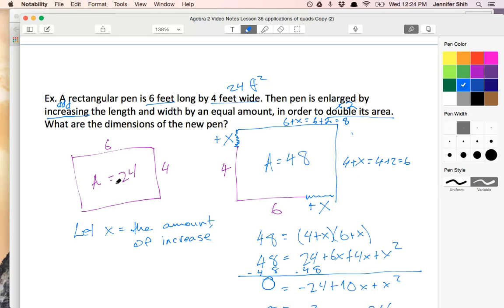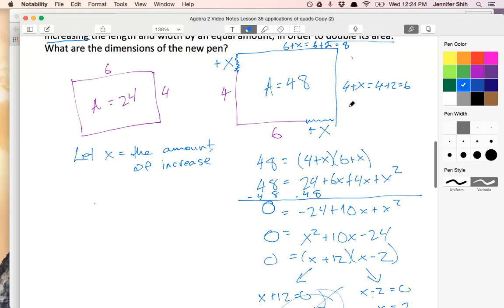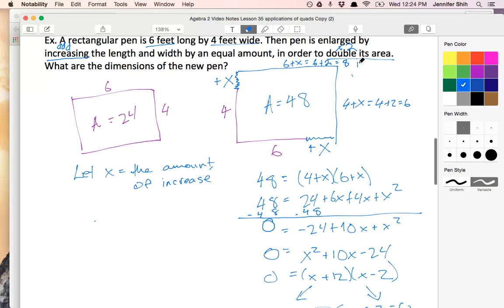So what are the dimensions of the new pen? This is the length. Or I think I called this the width. Width. And then 6 is the length. Now, you should go through and annotate this, because making a picture and making this equation might need some annotations, and then solving, if you still need some hints on solving.